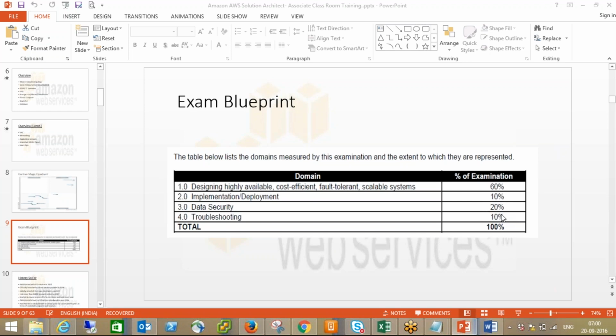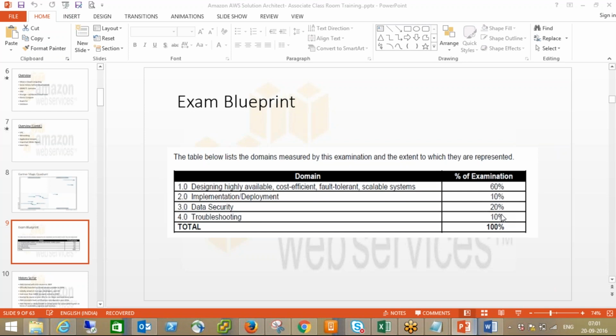Sorry, what's your name? Yes, Srikant. Srikant, yeah, Srikant, so, tell me. Yeah, certification you said, right? Can you do certification directly SysOps without associate or is there any hierarchy? Like, first we need to do.